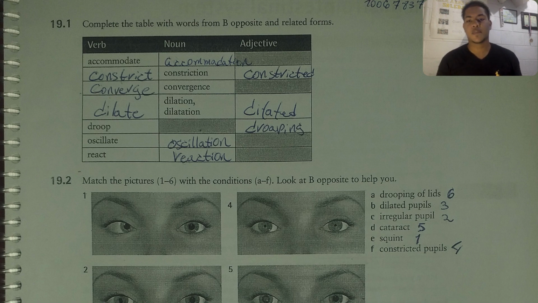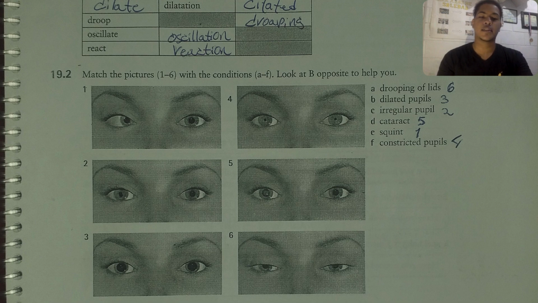Chapter 19. The eye. Exercise 19.1. Complete a table with words from B opposite and related forms. Verb, noun, adjective. Accommodate, accommodation. Constrict, constriction, constricted. Converge, convergence. Dilate, dilation, dilatation, dilated. Drop, dropping. Oscillate, oscillation. React, reaction.